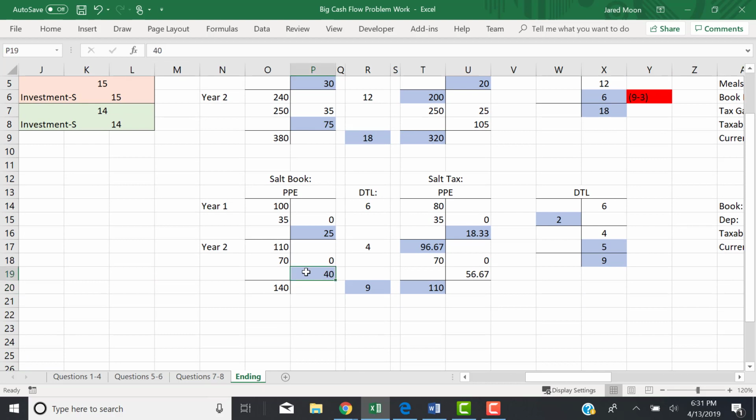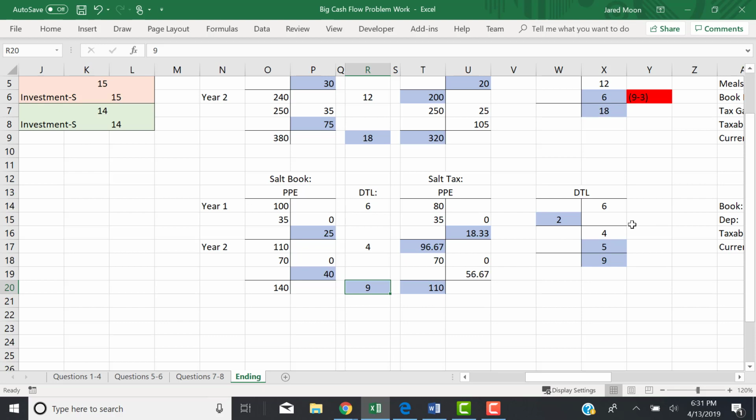We can then solve for our depreciation, which was $40. And on the front, it tells us what our tax depreciation was deducted for salt. It tells us 56.67. So we can take all of this information and solve for our ending balance of 110 in tax. And we already solved everything for book. So if we know that there's a $30 difference here for tax, we have a DTL of 9. 30 times 0.3 is 9.